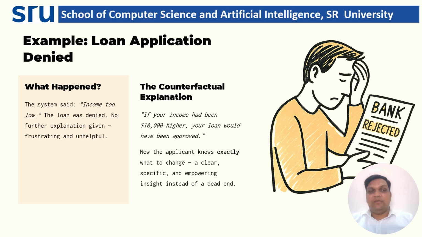Example: loan application denied. What happened? The system says income too low. The loan was denied. No further explanation given. Frustrating and unhelpful. The counterfactual explanation: if your income had been $10,000 higher, your loan would have been approved. Now the applicant knows exactly what to change. A clear, specific, and empowering insight instead of a dead end.